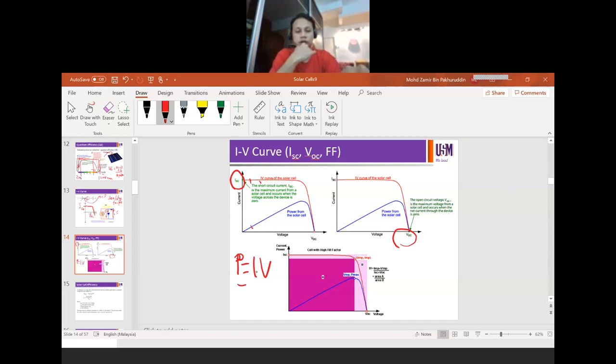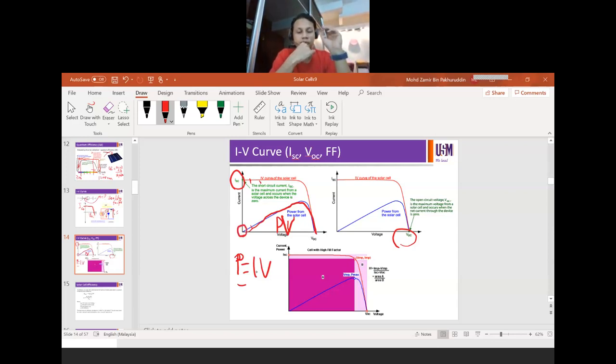If you calculate your power, you're going to get this curve, and this is called the power curve, or some people call it the PV curve, power voltage curve, right? That means the amount of power generated by the solar cell at different voltages. Okay, so the power from the solar cell. If you see the shape of your PV curve, look at ISC.